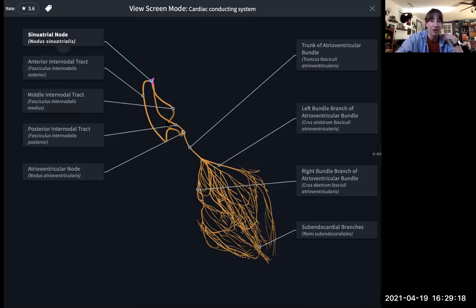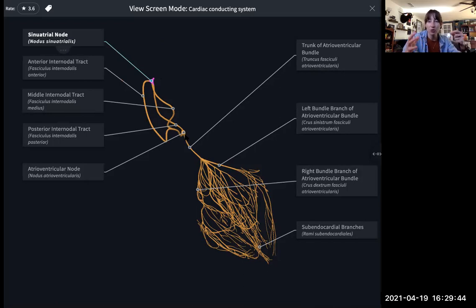We've got 3 different internodal tracts here. Internodal as in between nodes, okay? So between the SA node and the AV node, you have several tracts. That signal, once it comes from the brain, gets to the SA node. The SA node is going to trigger the atria to contract. And then it's going to propagate that action potential down to the AV node.